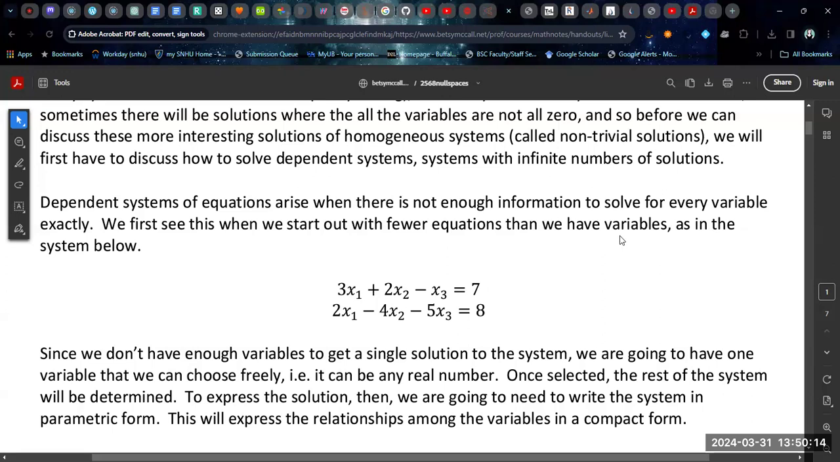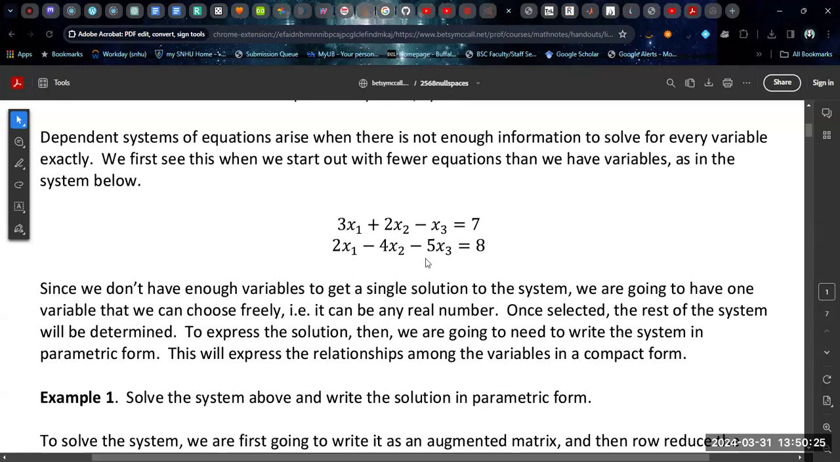So dependent systems of equations tend to arise when there's not enough information to solve for every variable exactly. So we could have, for instance, a system where we have only two equations and 3 variables. We could also have a system where we had 3 variables and 3 equations, but the third equation wasn't contributing any new information to the system. And so it was as if there was not a third equation.